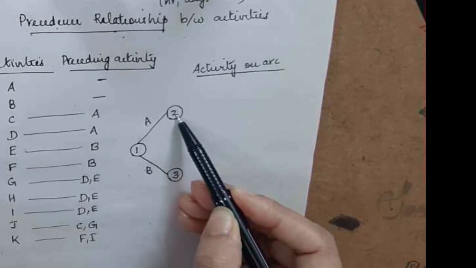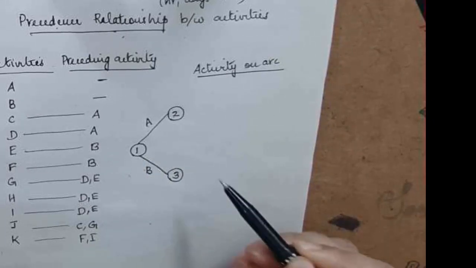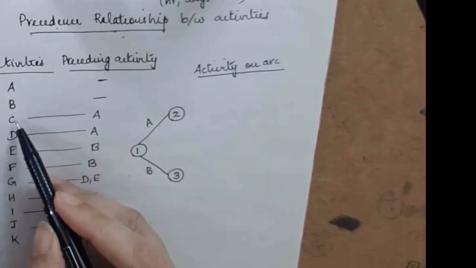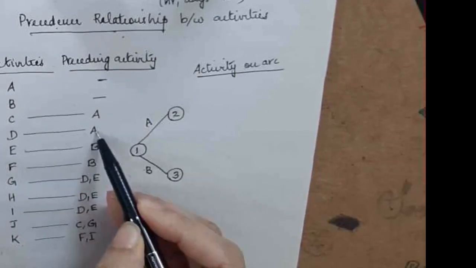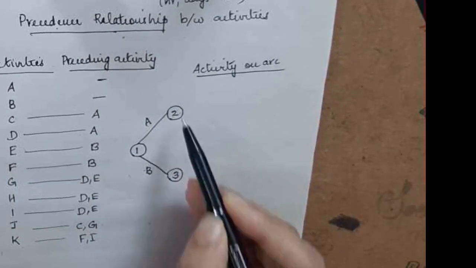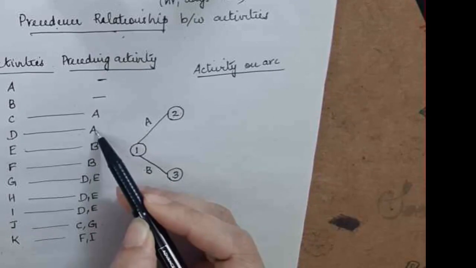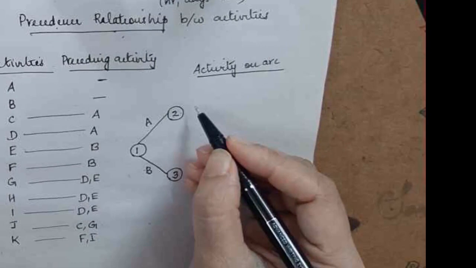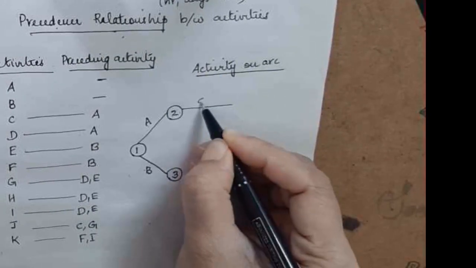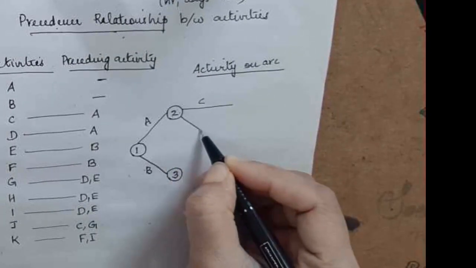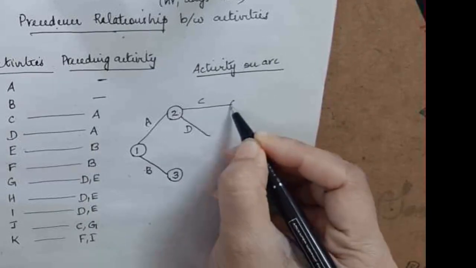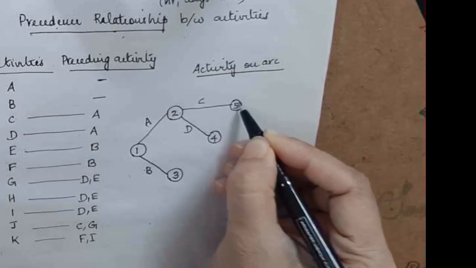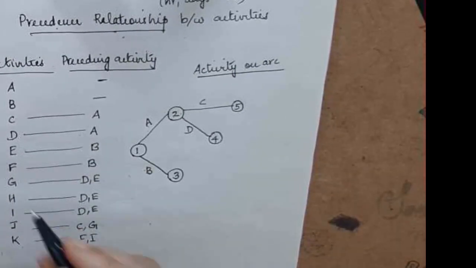On reaching 2, activity A finishes its job. On reaching 3, activity B finishes its job. Now C and D can start only after A finishes, so they can start at this point. So we will do C here and then D here. Let this be like this, 4 and 5. So these are over.